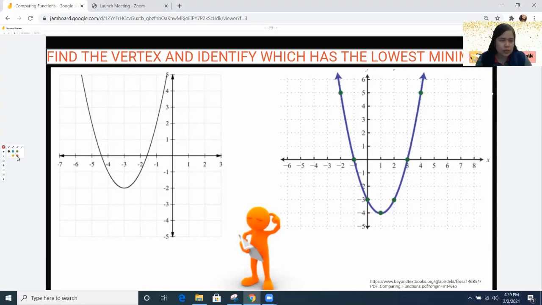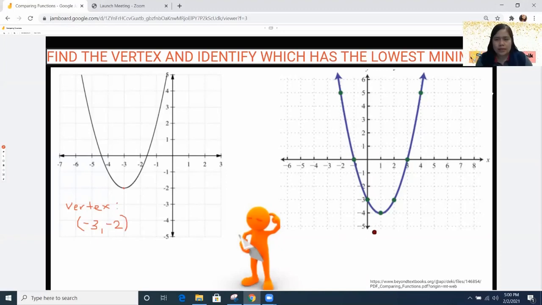So let's do this one. On the first graph, we're looking for the vertex. We read x first before the y. Even in the alphabet, x comes first before y. So we have -3, -2. So the vertex in here is -3 and -2. So that is the vertex.